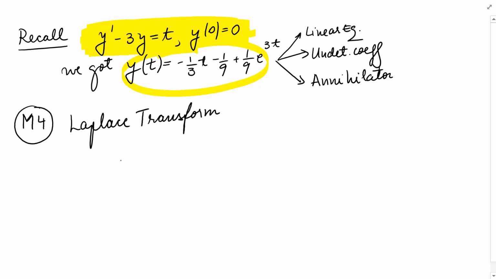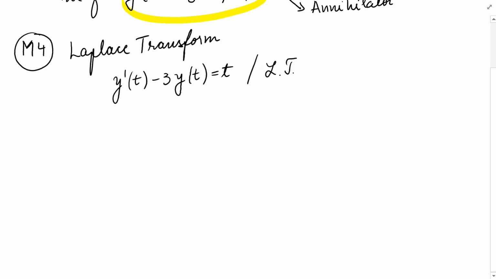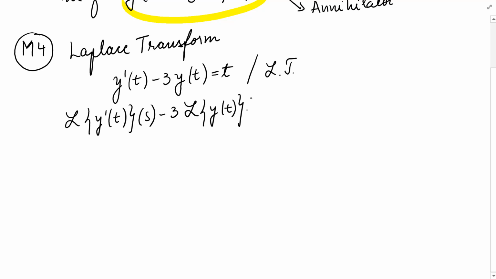So we have y prime, well, y is a function of t. We should write y prime of t minus 3y of t equals t, or we just use the shorthand notation y prime minus 3y equals t, knowing that y is a function of t. So let's apply Laplace transform to both sides. What we are going to get is Laplace transform of y prime of t as a function of s minus 3 Laplace transform of y of t as a function of s equals Laplace transform of t of s.